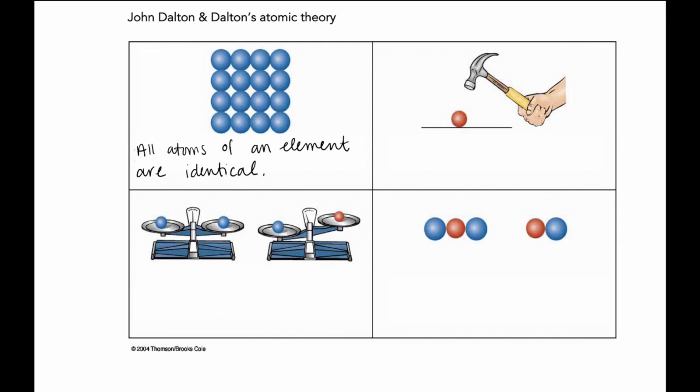Okay, all gold atoms are identical. There's no way to distinguish between one element and another if they're both gold. Okay, or if they're both hydrogen or both the same.